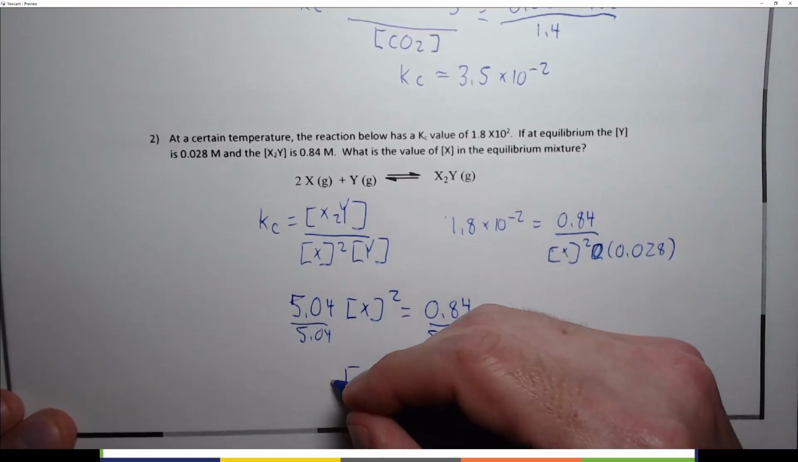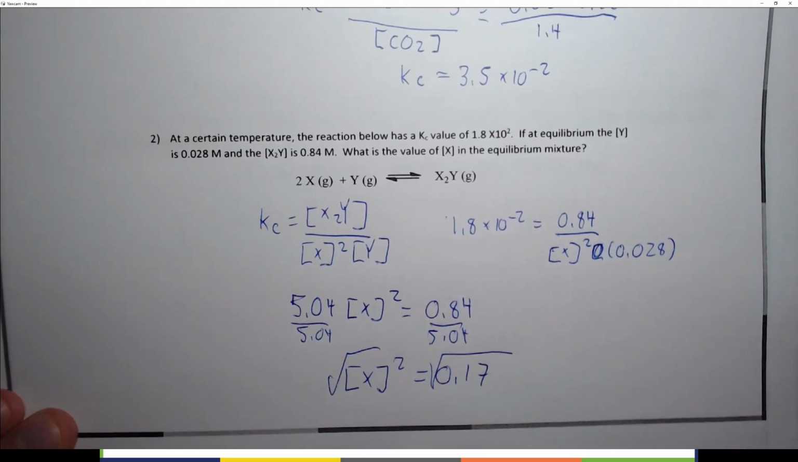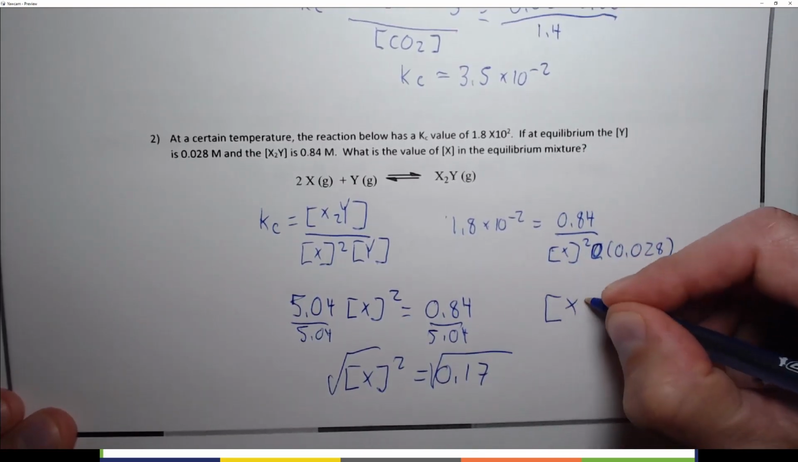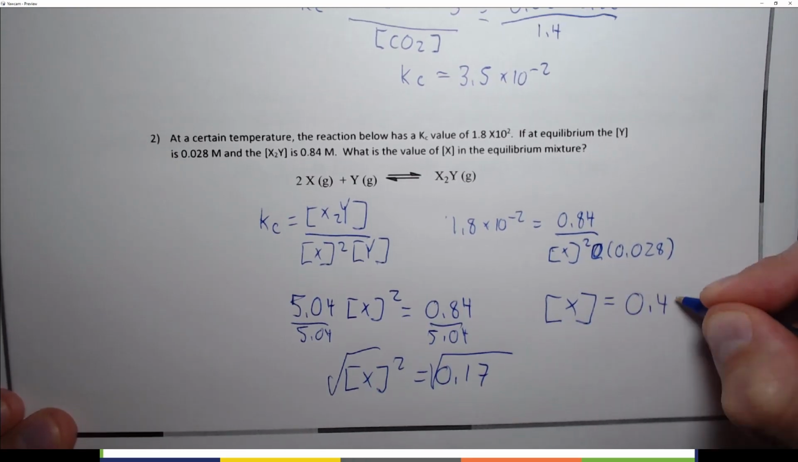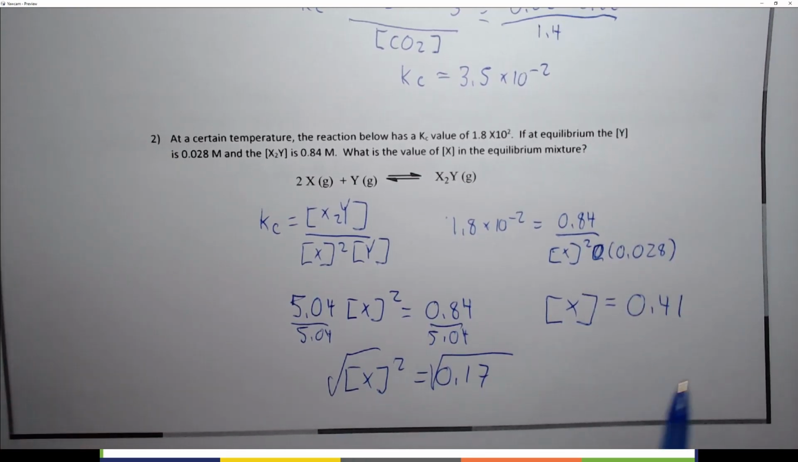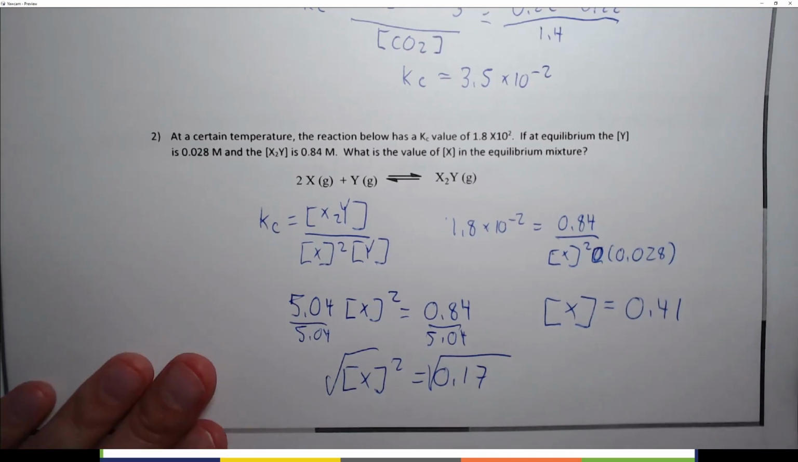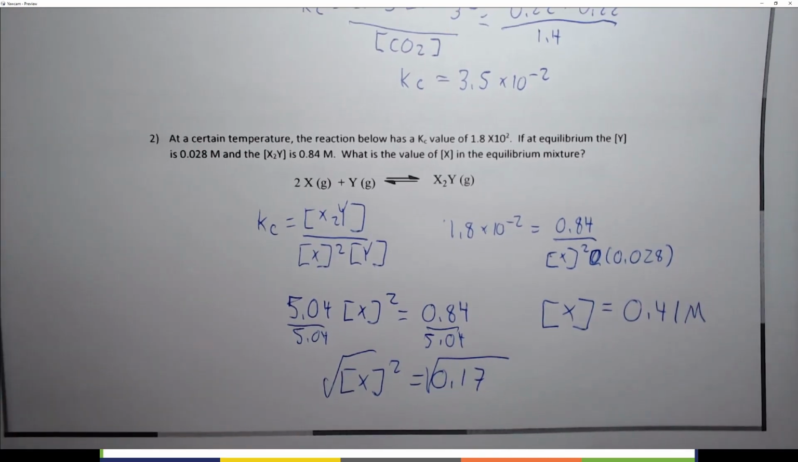How do we get rid of the X squared? We take the square root. Take the square root of both sides, and we find that the concentration of X is equal to 0.41. Note that it would be plus or minus 0.41, but a concentration of negative 0.41 molar doesn't make any sense. So the concentration of X is 0.41 molar.